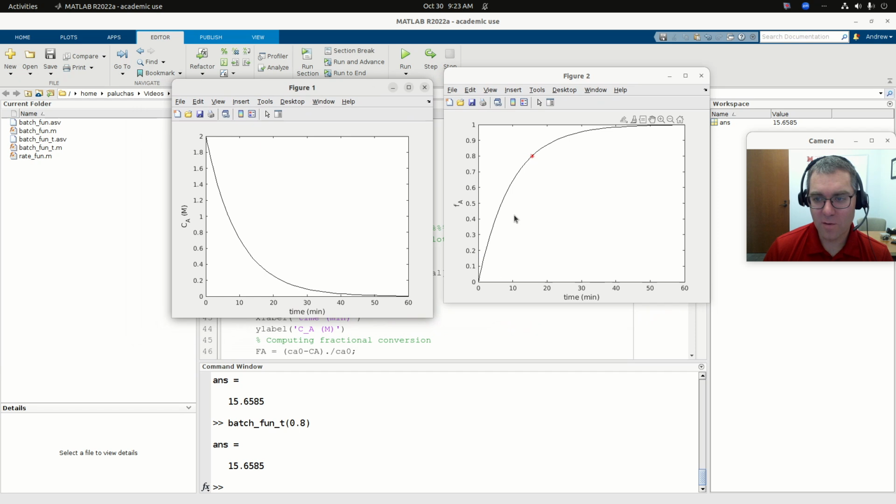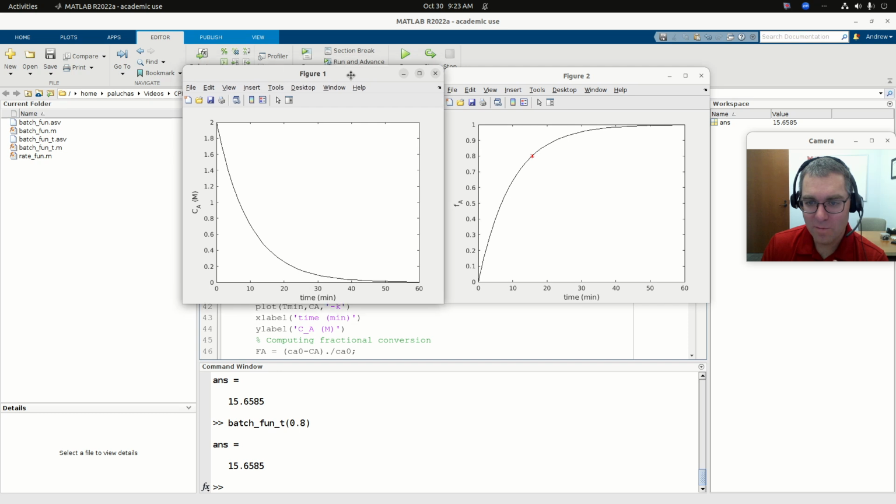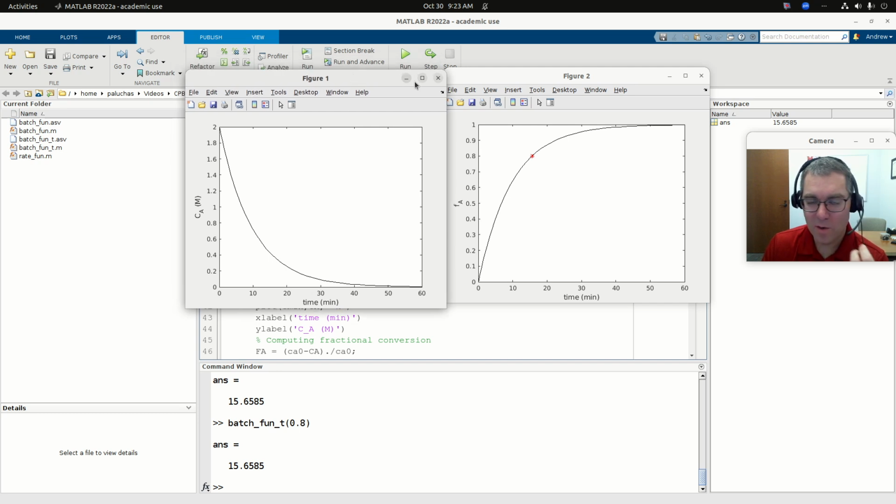So figure 2. There's my fractional conversion as a function of time in t minutes. By the time you get to 60, it has a fractional conversion of 1. Here's my concentration decreasing. We get pretty close to 0 by the time you get to 60. So that's kind of unnecessary, but it was nice to check my results.